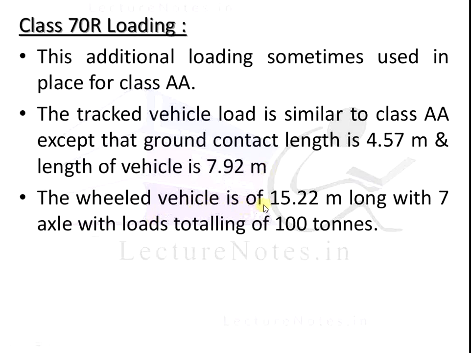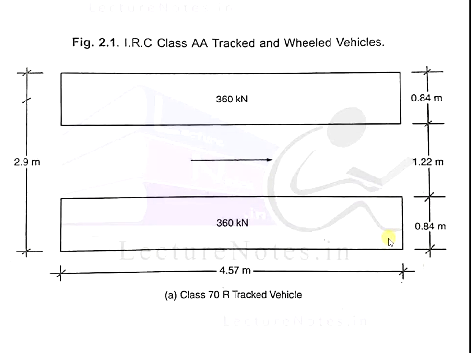The wheeled vehicle is 15.22 meter long with 7 axles, with loads totaling 100 tons. The first type is the class 70R tracked vehicle. Suppose the vehicle is in this position, then the total load is 360 kN. We consider the first class 70R tracked vehicle.